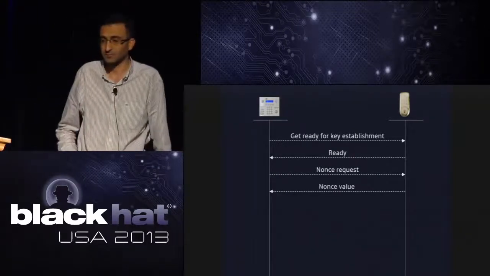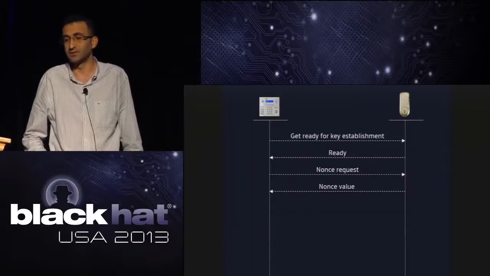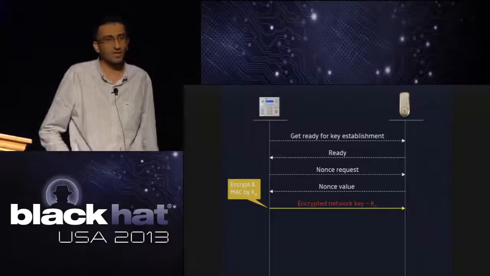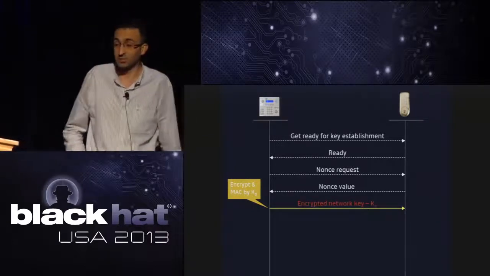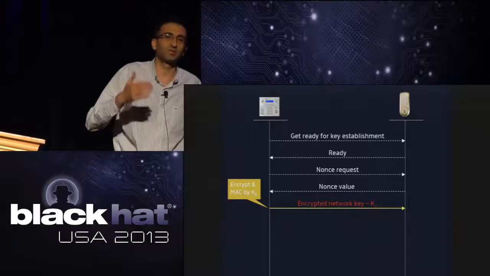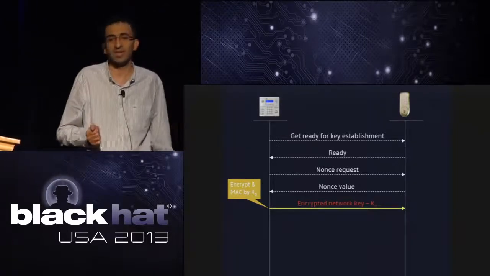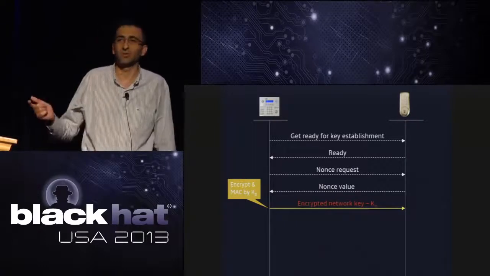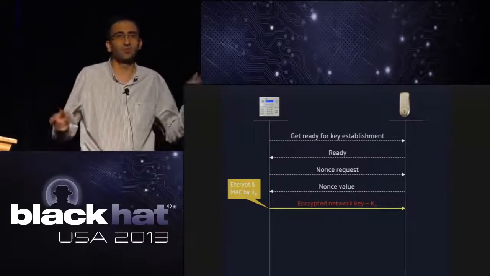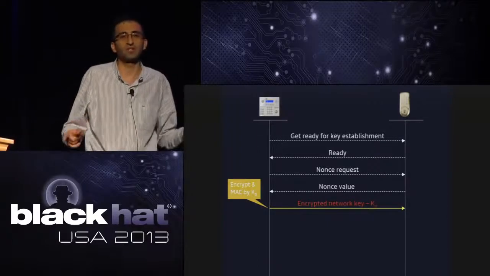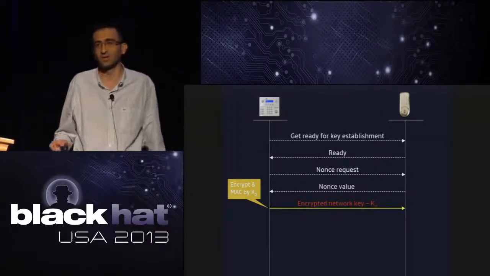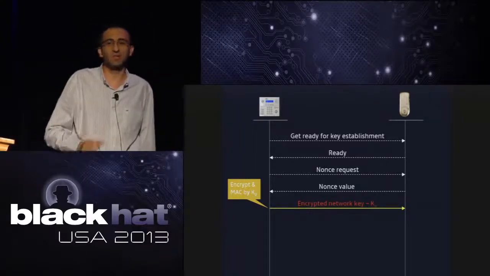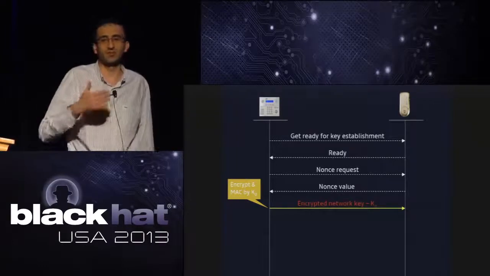And after receiving the nonce value from the door lock, this is the most important step of the protocol. The controller generates a random network key, Kn, and then needs to deliver this securely to the door lock. However, there is no pre-shared key between these two elements right now. So they use a temporary encryption key to encrypt the new key, as well as computing the MAC.